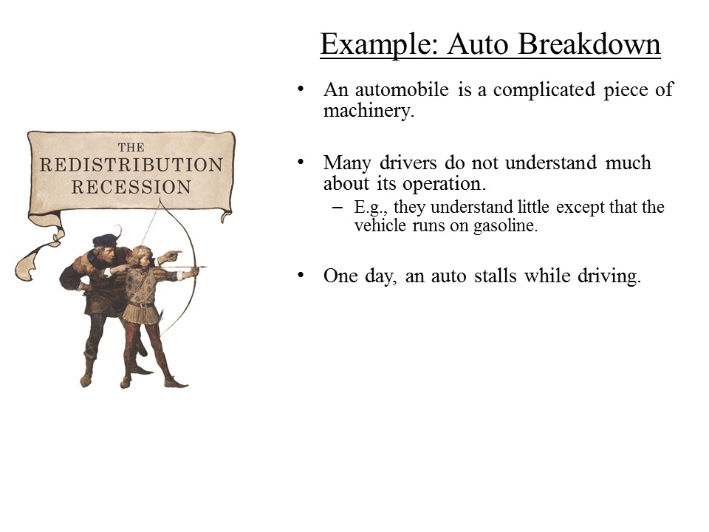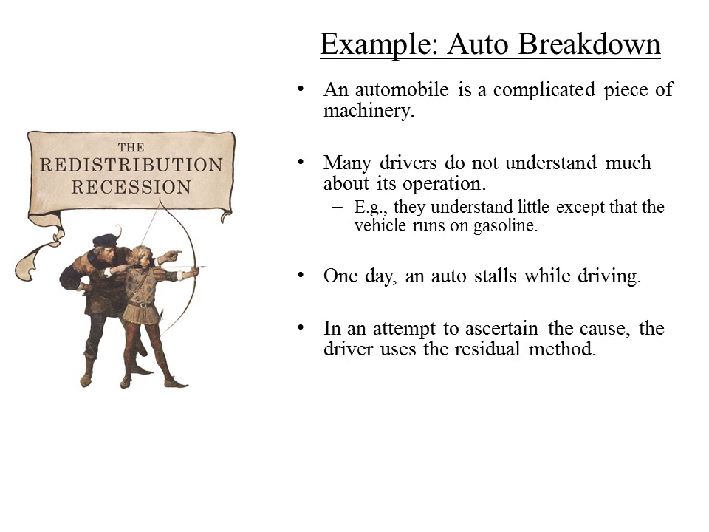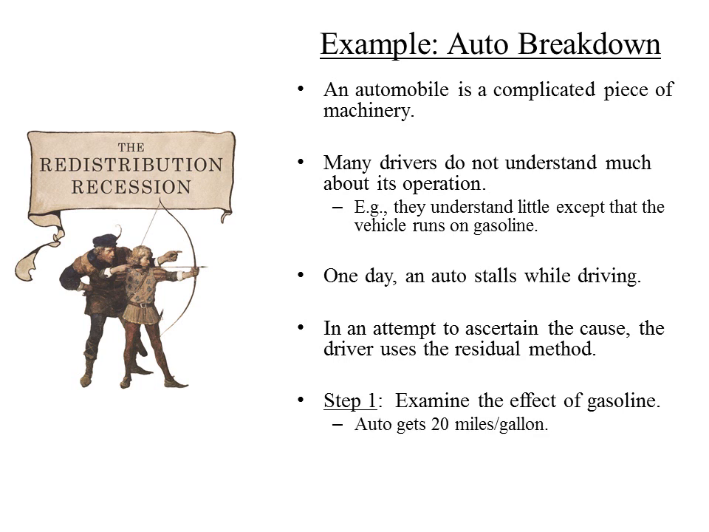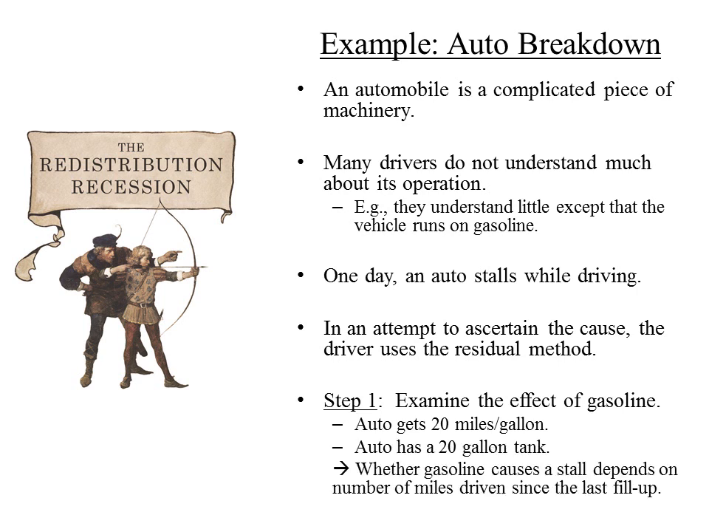When the auto stalls, the driver may attempt to ascertain the cause by starting with the part of the automobile's operation he understands the best, the gasoline. He knows that his car gets 20 miles to the gallon. He knows that his car has a 20-gallon gasoline tank. By multiplication, he knows whether the lack of gasoline causes a stall depends on the number of miles driven since the last fill-up.